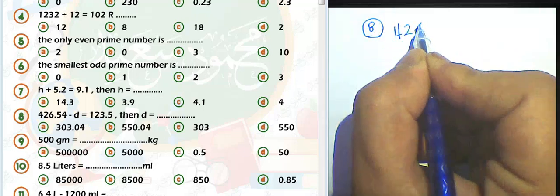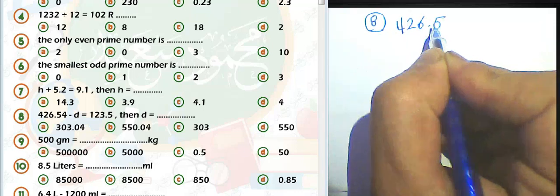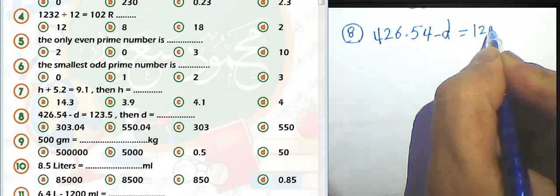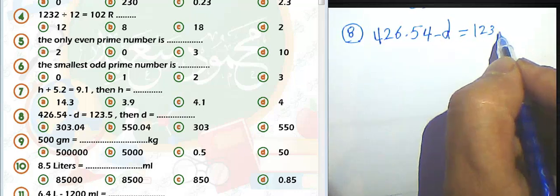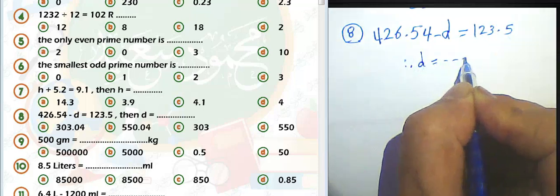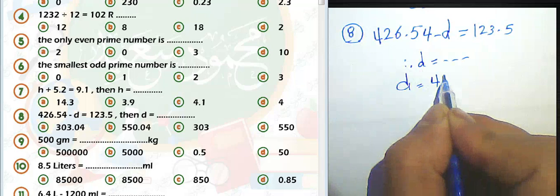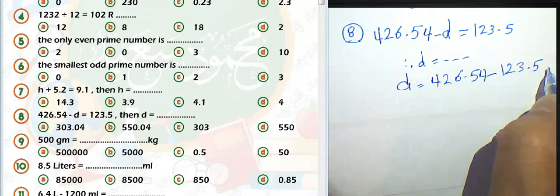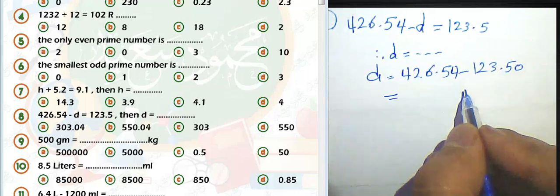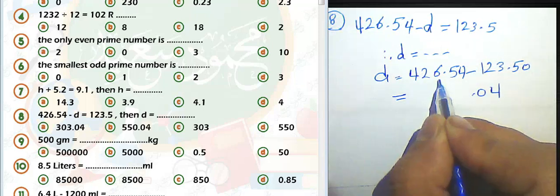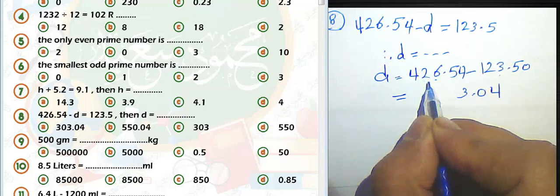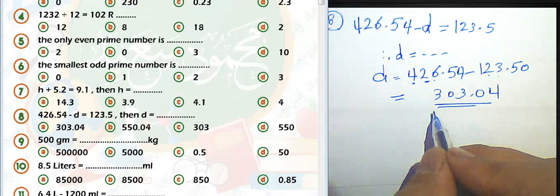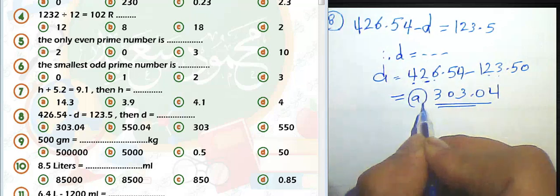We have 426.54 subtract D equals 123.5. Then D equals space. We can find D by subtracting between the two numbers, 426.54 subtract 123.5. We can subtract by parts here: 4 minus 0 equals 4, 5 minus 5 equals 0, 6 minus 3 equals 3, 2 minus 2 equals 0, 4 minus 1 equals 3. Then the result will be 303.04. The result will be letter A about question 8.